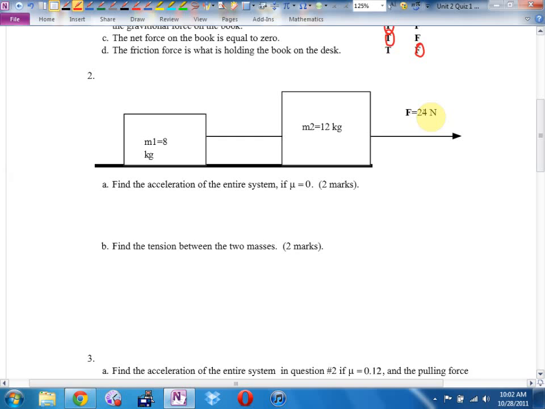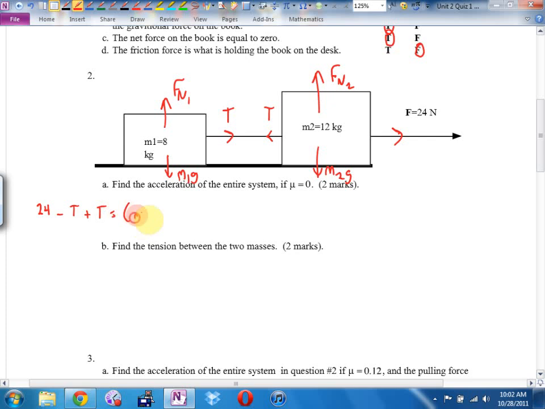Example 2 says, find the acceleration of the entire system. Okay. What are the forces acting? I have M1G, normal force 1, tension, M2G, normal force 2, tension, applied force. And it says mu equals 0, at least in this case, so no friction. Who's winning? 24 minus tension plus tension equals M1 plus M2 times A. Tensions cancel.